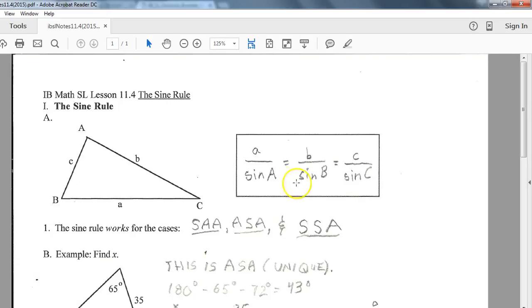So to use the sine rule that you see here, so you probably learned it as the law of sines. IB calls it the sine rule. It's going to be the same thing with the law of cosines. They call that the cosine rule. These are in your formula packet.